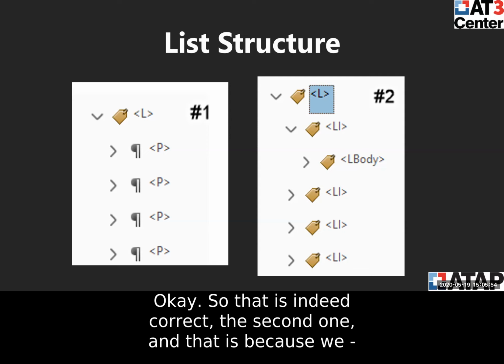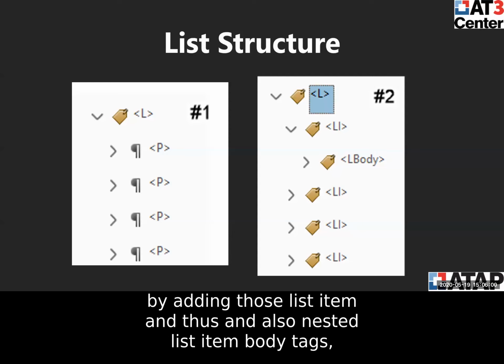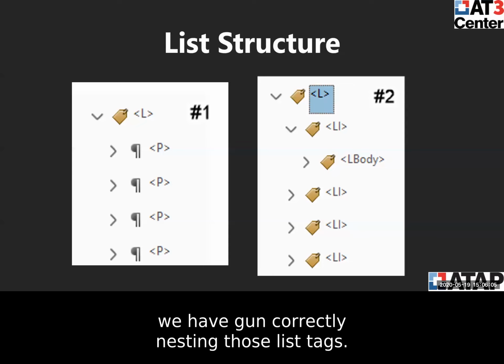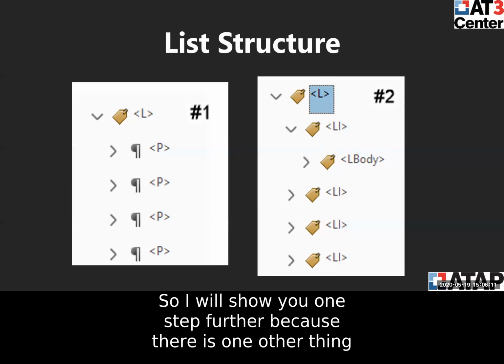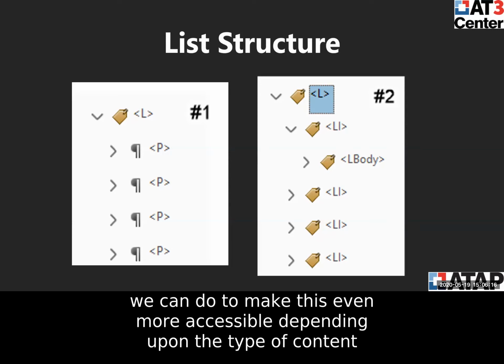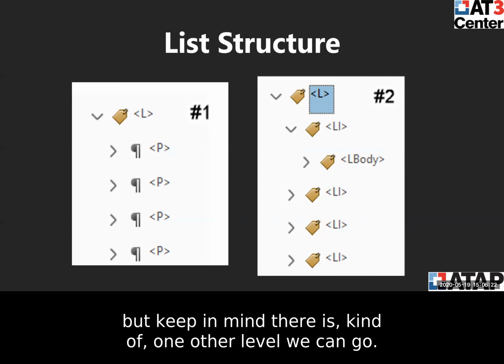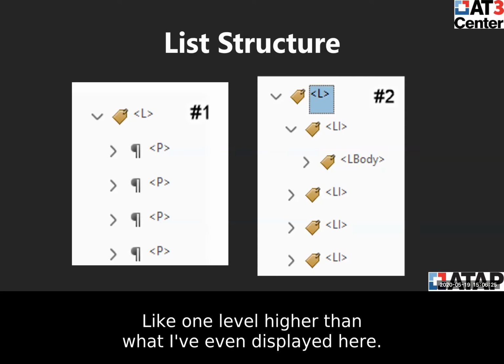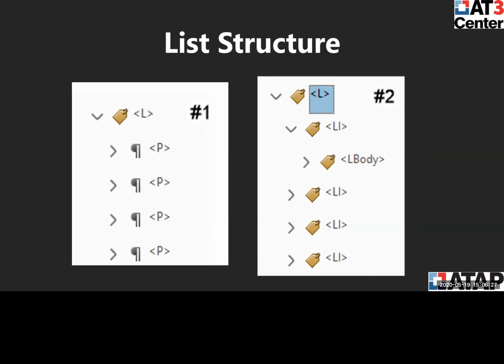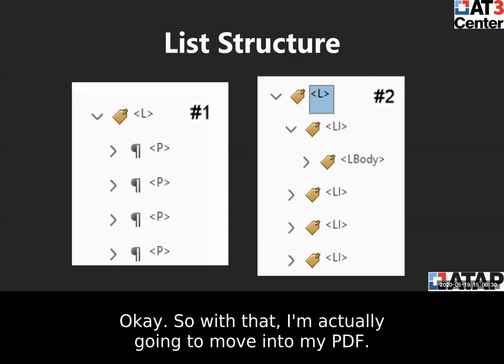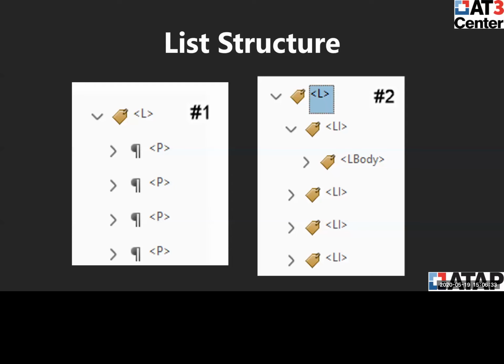Okay, so that is indeed correct, the second one. And that is because by adding those list item and thus also nested list item body tags, we have begun correctly nesting those list tags. I will show you one step further because there's one other thing we can do to make this even more accessible depending upon the type of content we have, but we'll do that more in the demonstration. But keep in mind there's one other level we can go, one level higher than what I've even displayed here. Okay, so with that, I'm actually going to move into my PDF.